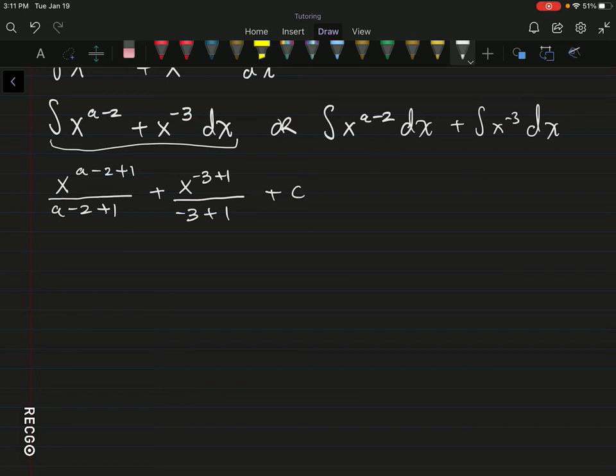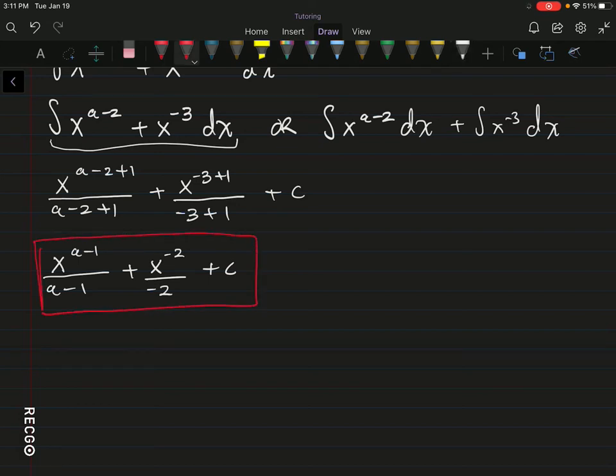Now we can reduce: x to the power of a minus 1 over a minus 1, plus x to the power of negative 2, plus c. And this is the answer for this integration.